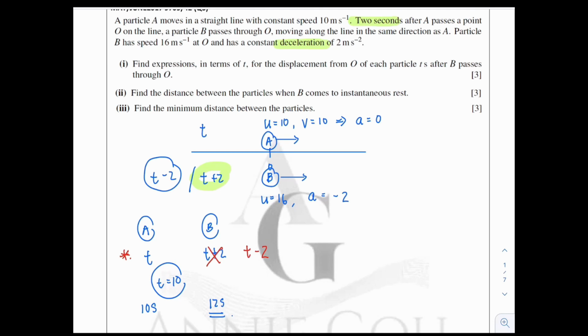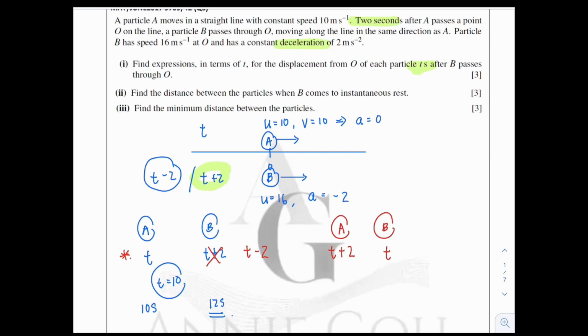For now, have a look at part 1 of the question. Find the expressions in terms of t for the displacement from the origin of each particle t seconds after B passes through the origin. Look at the t here. The t is defined after B passes through the origin, which means for this question, we start to calculate the time after B starts moving. So let's say this is my particle A, this is my particle B, the t goes to the particle B, whereas the t plus 2 goes to the particle A.